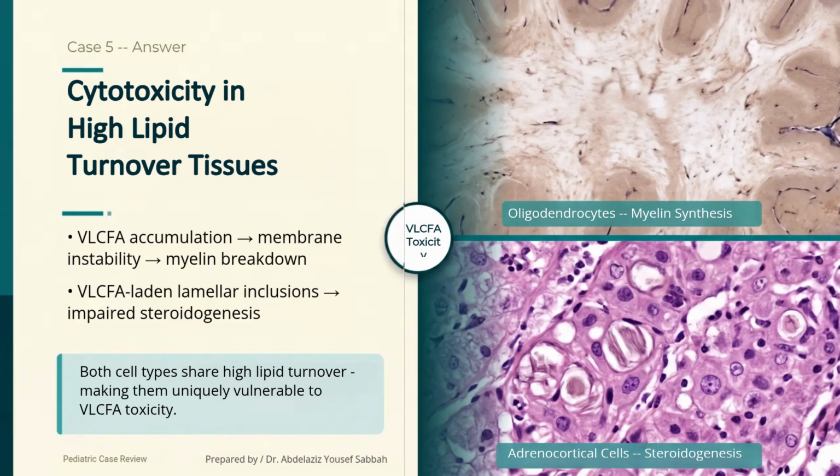instability and myelin breakdown. Adrenocortical cells depend on lipid handling for steroid hormone production. In these cells, very long-chain fatty acids form lamellar inclusions that impair steroidogenesis. This shared dependence on intense lipid metabolism explains why the brain white matter and the adrenal cortex bear the brunt of the disease.